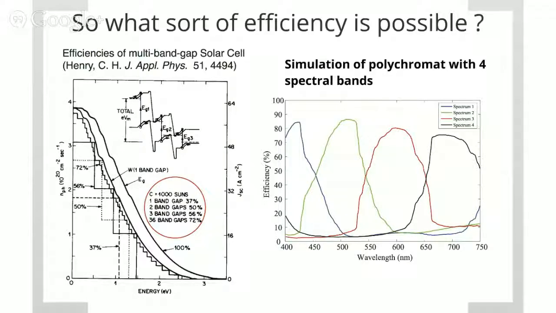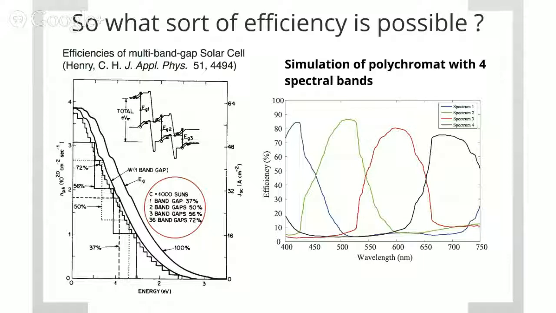But the key thing is here. In this case, he used a concentration of 1,000 suns. His prediction was that with a single band gap and 1,000 suns, you should get up to 37%, which is a little bit of an overestimation, but close enough. But the idea is that if you go to many, many more band gaps, he predicted that you can go very high, over 50%, which would be very remarkable if we could achieve that. 50% efficient solar cells. That would be pretty crazy.